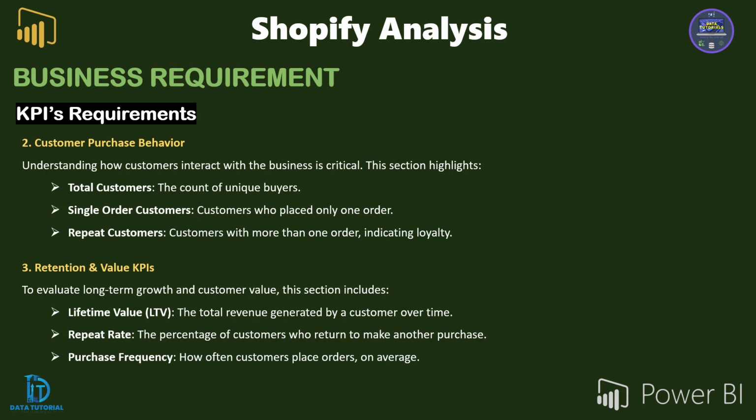And we will find them out by three KPIs. That is LTV, lifetime value, and it is nothing but the total revenue generated by a customer over time, right? So for the period of time for which we have the data, what is the total revenue generated by a single customer? Then we will find out the repeat rate, that is the percentage of customers who return to make another purchase. This is also related to customer behavior. And we will find out the purchase frequency, that is how often customers are placing orders, and we will find it at an average level.